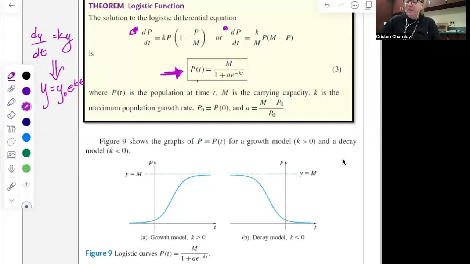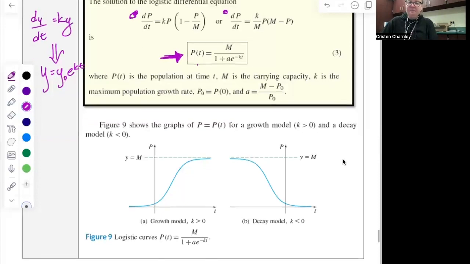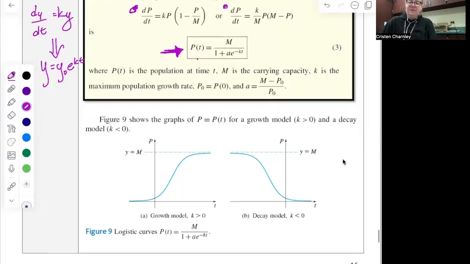So P is the population at time t, M is the carrying capacity, K is the maximum population growth rate, and P sub 0, or P naught, equals P of 0. So that's the initial population. And A is equal to (M minus P0) over P0. Figure 9 shows the graphs of P equals P of t for a growth model where K is positive and where K is negative. So where we're increasing, K is positive, and where we're decreasing, K is negative. That makes sense when you look at them.